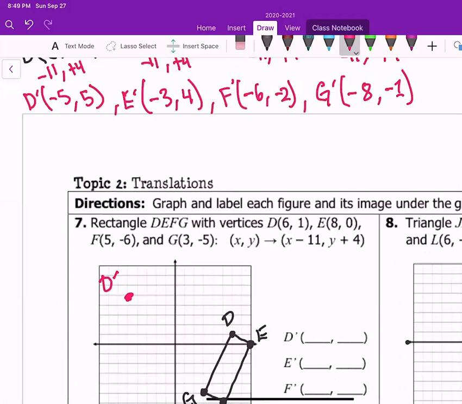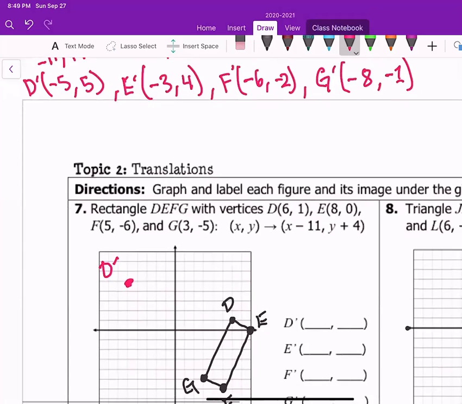So here, my E prime is going to be (-3, 4). So I have negative 3, so I go left 3, up 4: 1, 2, 3, 1, 2, 3, 4. Let's see, I lost it. 1, 2, 3, 1, 2, 3, 4. Hopefully this is it. This is my E prime.